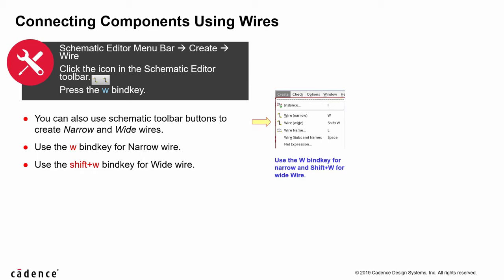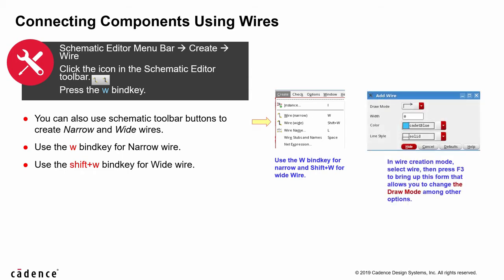And while connecting two components, you can press F3 on the keyboard to bring up the Add Wire form that allows you to change the draw mode.